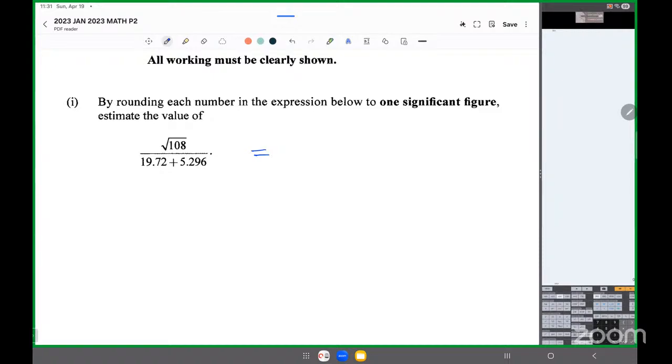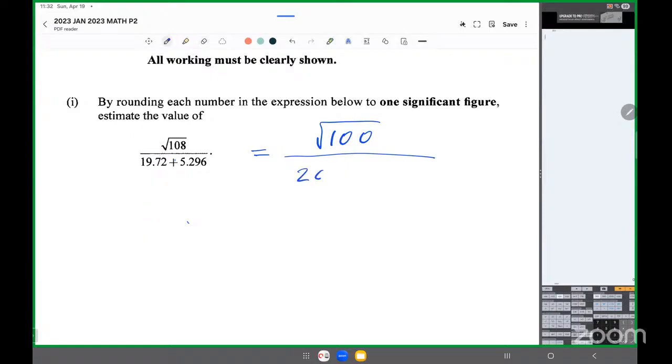So this 108, to one significant figure, is 100. This is the first significant figure. This 0 cannot change the 1. So to one significant figure, that 108 becomes 100. So it becomes the square root of 100 divided by, correcting this now to one significant figure, the first significant figure is the 1. So the 9 is going to increase that 1 by 1. So this number is going to become 20.